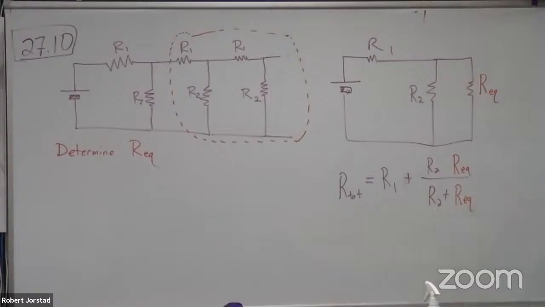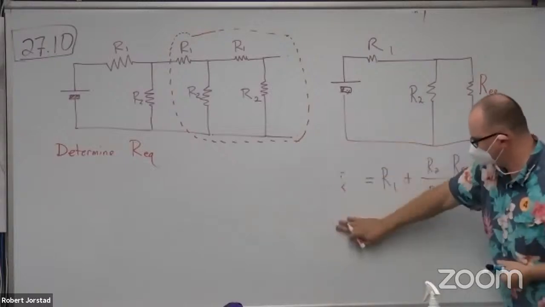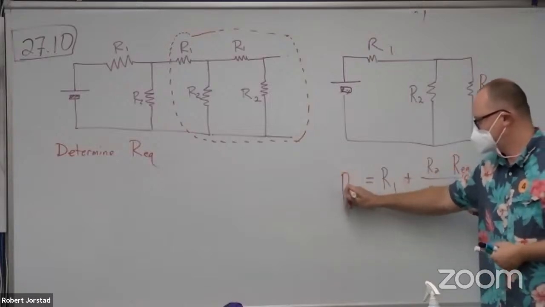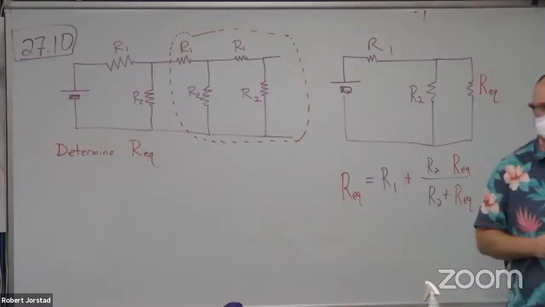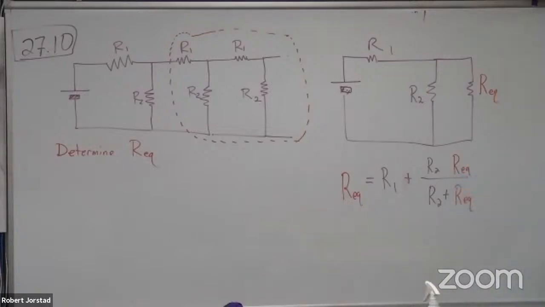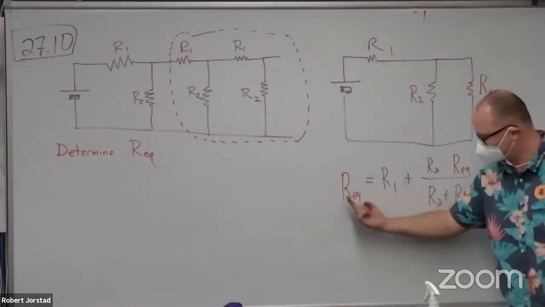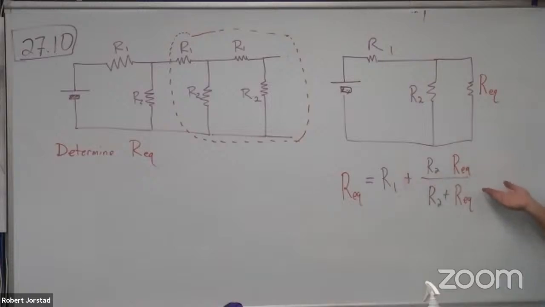But wait, isn't our total REQ? All right, so look at this. Isn't this crazy? The equivalent resistance is equal to something that has the equivalent resistance in it.